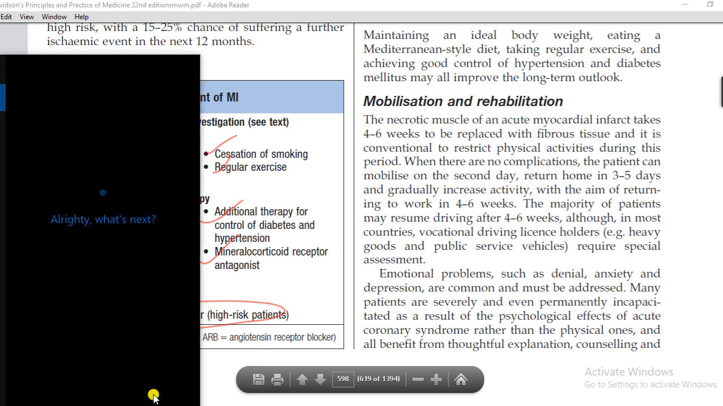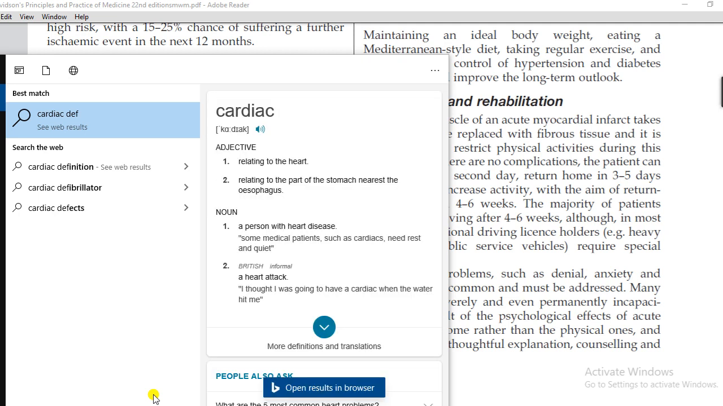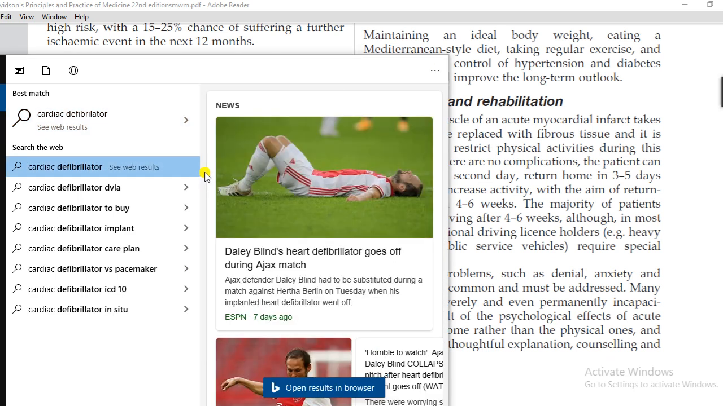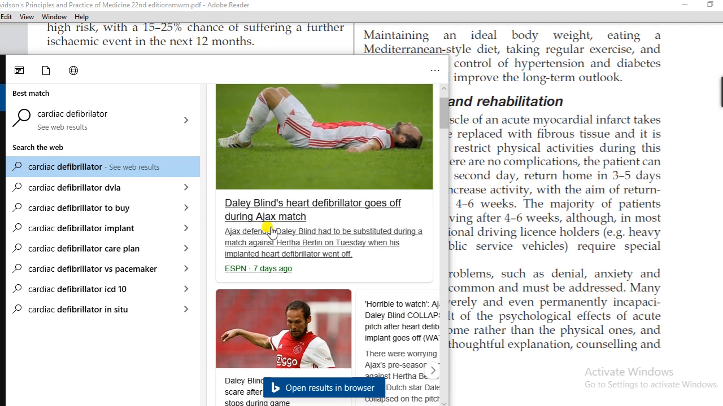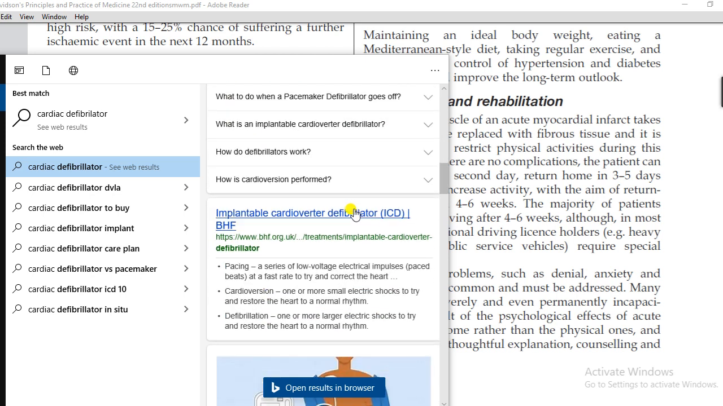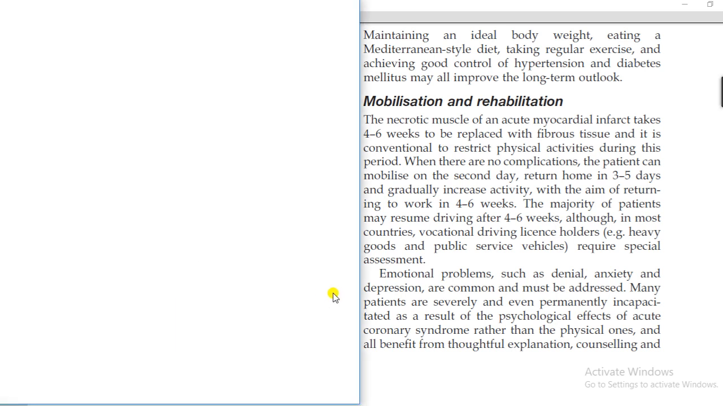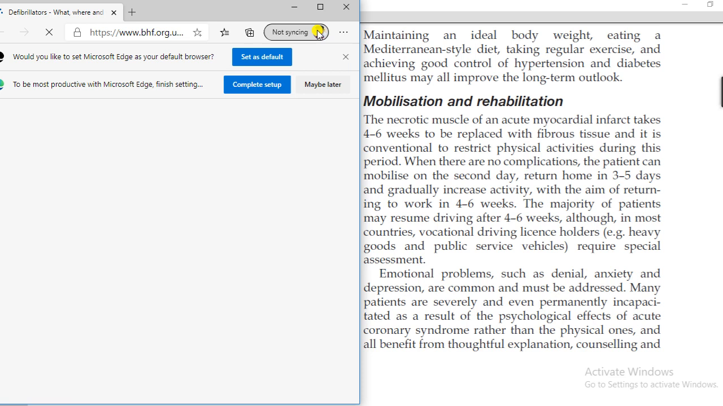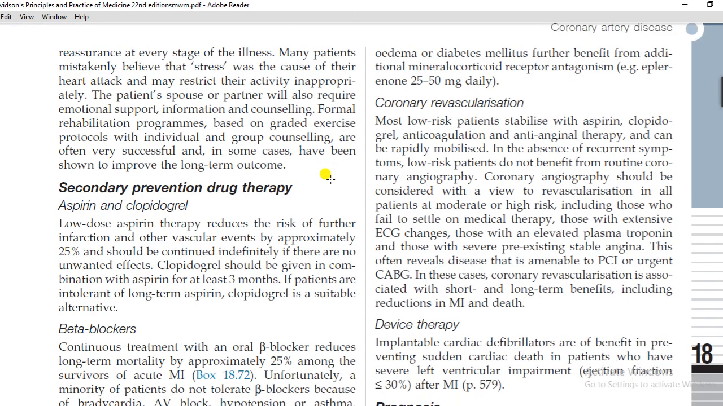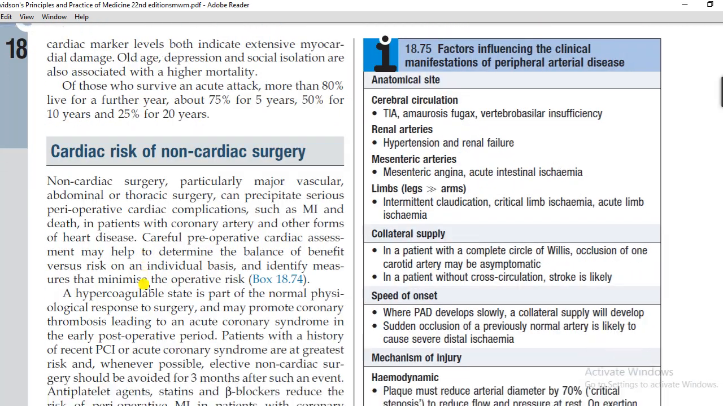What is a cardiac defibrillator? Okay, this is bad. Just leave it. Okay, where were we?